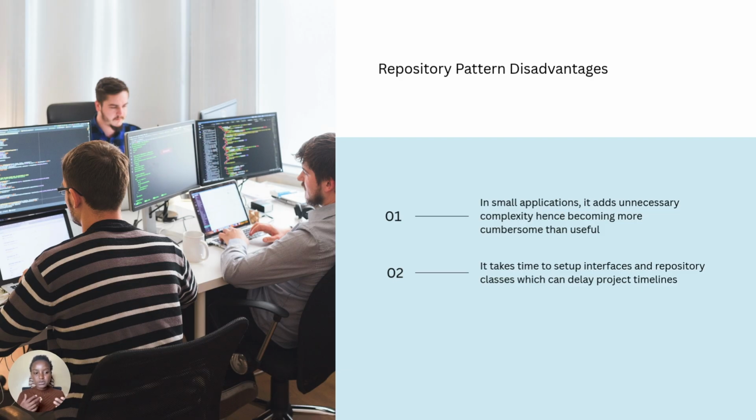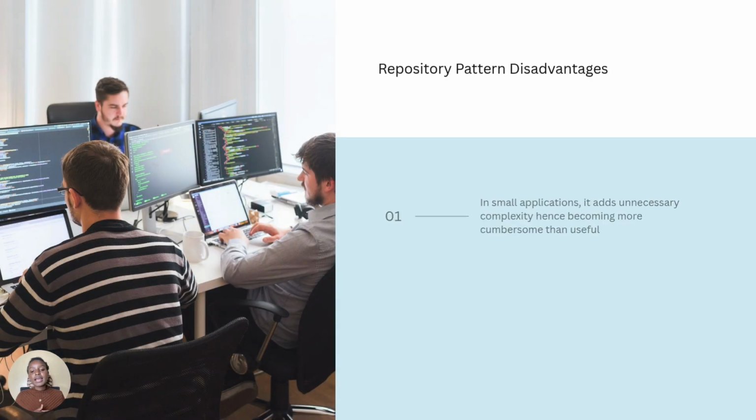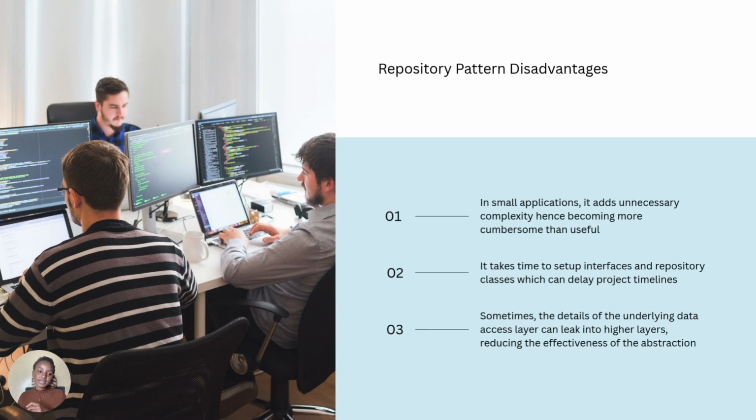It's not that complicated to implement them even on small applications, which would still use the efficiency to start with. And lastly, this is our last disadvantage. Sometimes the details of the underlying data access layer can leak into higher layers, reducing the effectiveness of the abstraction. So that's something to be wary about.